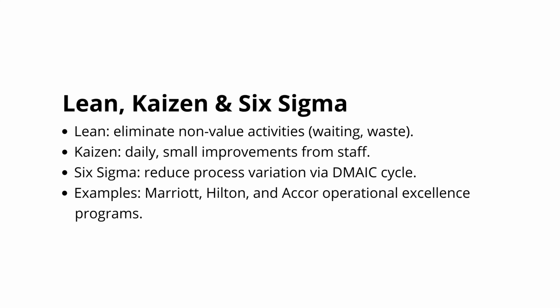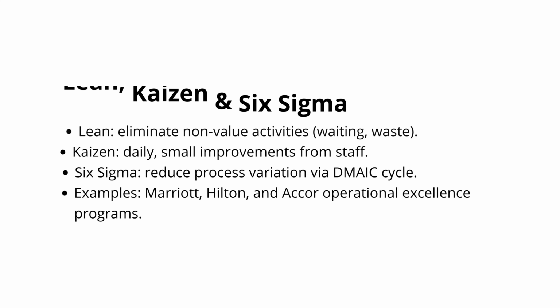Lean, Kaizen, and Six Sigma. Lean: eliminate non-value activities, waiting, and waste. Kaizen: daily, small improvements from staff. Six Sigma: reduce process variation via the DMAIC cycle. Examples: Marriott, Hilton, and Accor operational excellence programs.